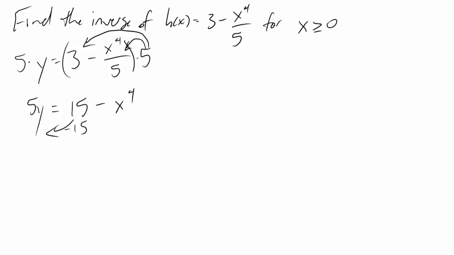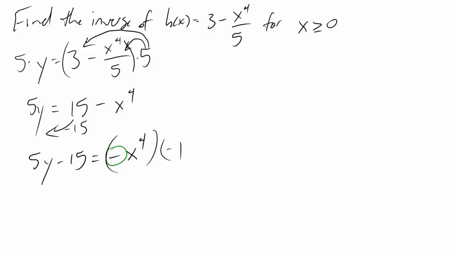So we'll move him over to the left side to give us 5y minus 15 to equal a negative x to the fourth. Now, before we can deal with a fourth root here, which is clearly going to be necessary, we have to get rid of that negative sign that's in front of the x. This guy right here is going to be nothing but trouble for us with a fourth root. So what we're going to do now is just multiply both sides by negative 1.